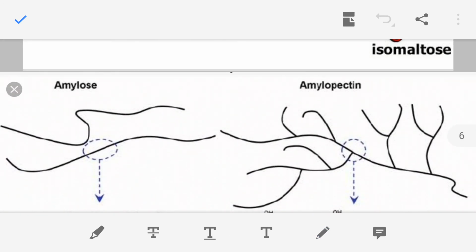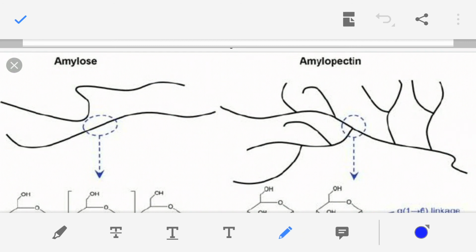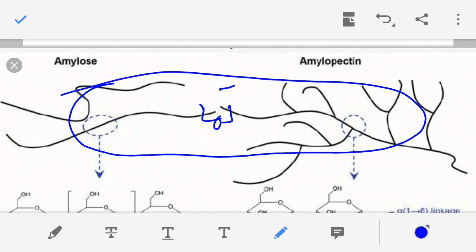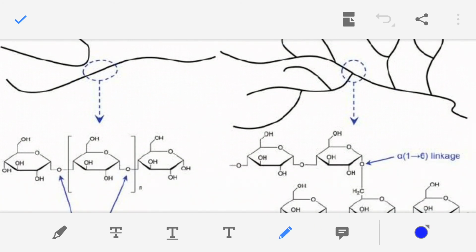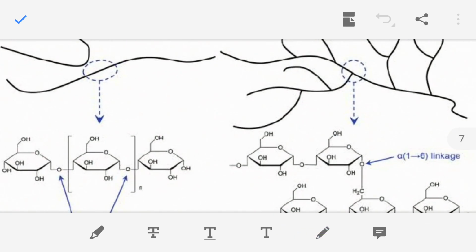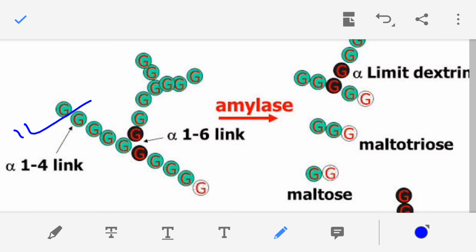Here in this figure, as you can see, on the left hand side amylose is there, and on the right hand side amylopectin is there. If I make a bond between these two, this way, then this complete structure, amylose plus amylopectin, is the structure of starch. If I join like this with the glycosidic bond, this entire structure becomes the starch. So now we are digesting the starch. The enzyme acting on the starch is the salivary amylase, and the digestion is taking place in our mouth itself.